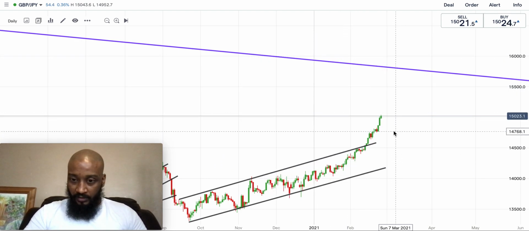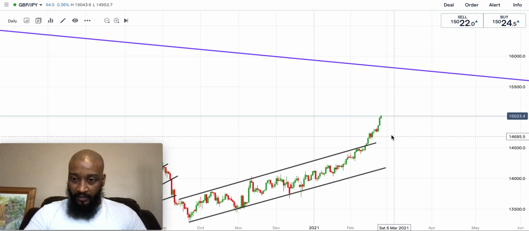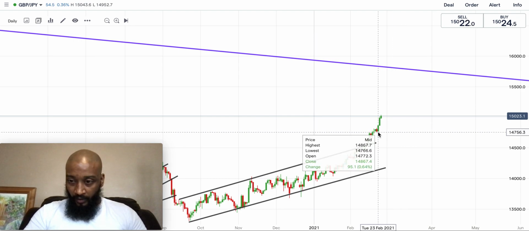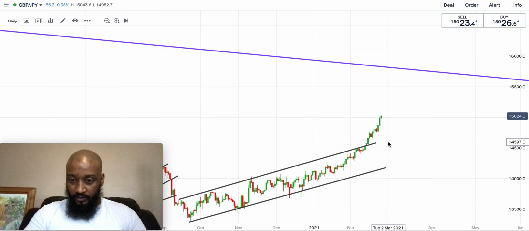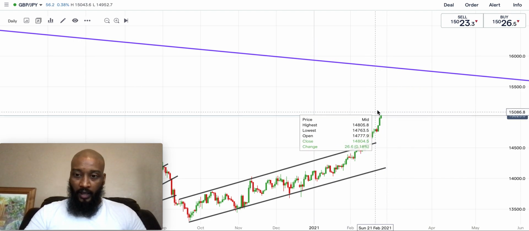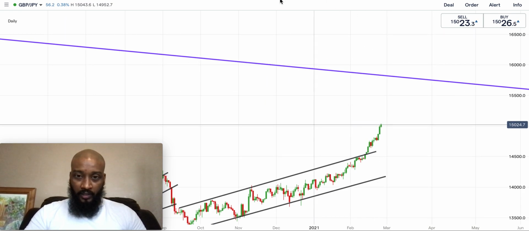For exporters that are looking to sell your yen, probably this little area here will be a nice spot, 147.60 ish, if we can get back down there, and then back to the top of this channel, maybe around 146 ish. So those are your price targets.